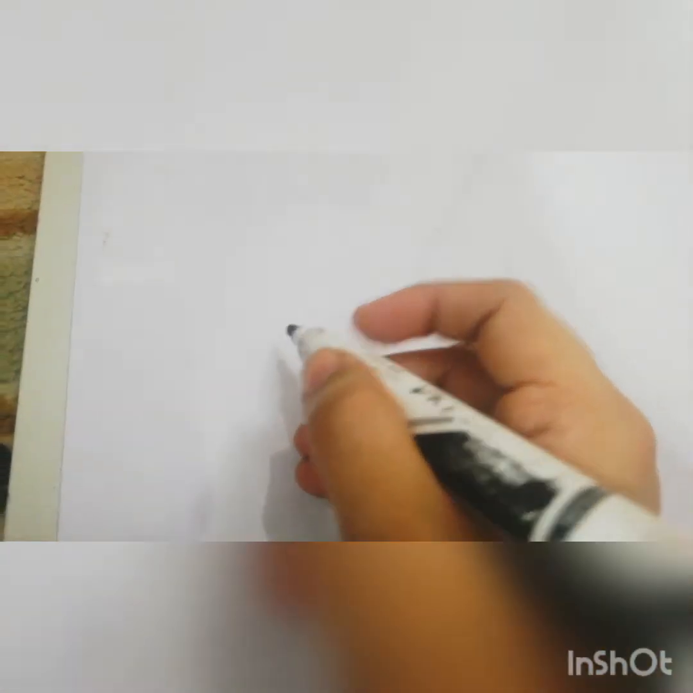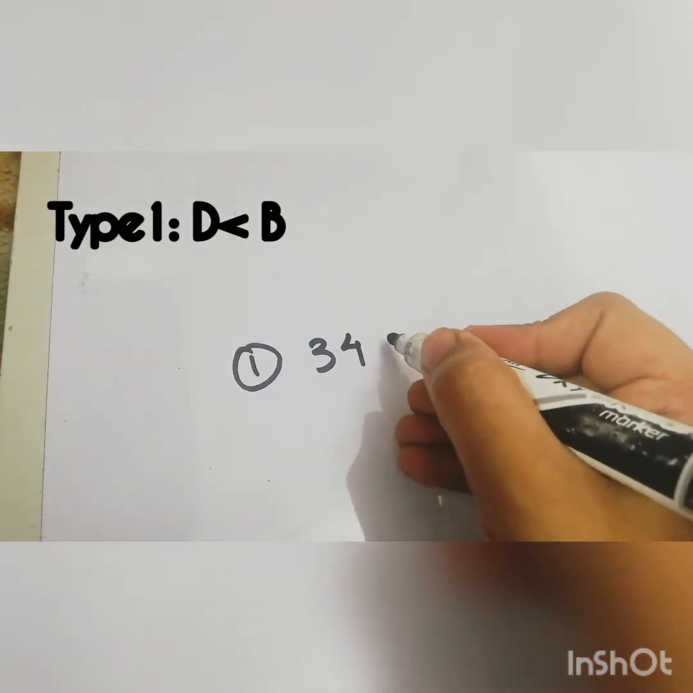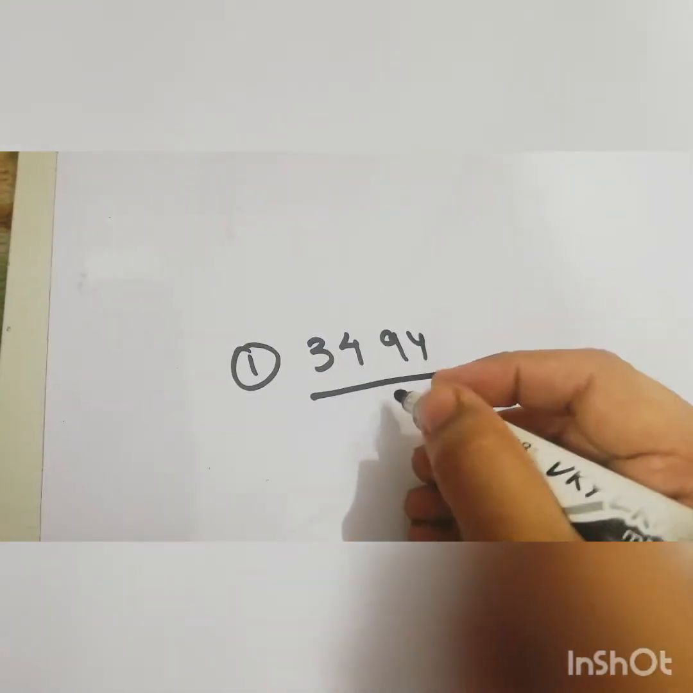Now let us discuss three different types. In type 1, my denominator will be less than my base number, and in type 2, my denominator will be greater than my base number. So let us consider type 1, where the denominator will be smaller than the required base number.